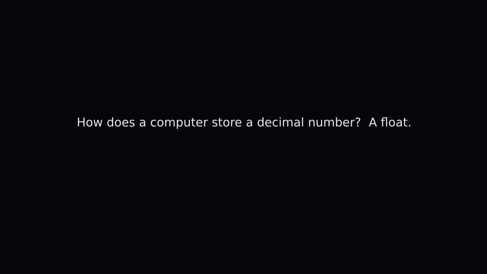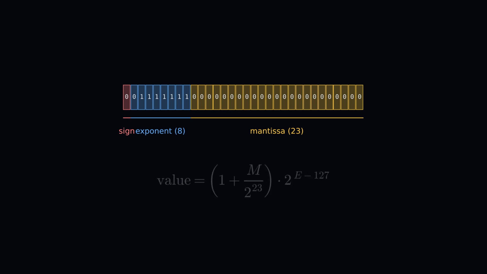To understand the trick, we have to understand how a computer stores a number with a decimal point, a float. A 32-bit float is just 32 ones and zeros, split into 3 parts. 1 bit for the sign, 8 bits for an exponent, and 23 bits for the mantissa, the fraction. The value it represents is 1.something times 2 to a power. The mantissa gives the 1.something, a number between 1 and 2. The exponent slides the point, scaling by powers of 2. It's scientific notation in binary.